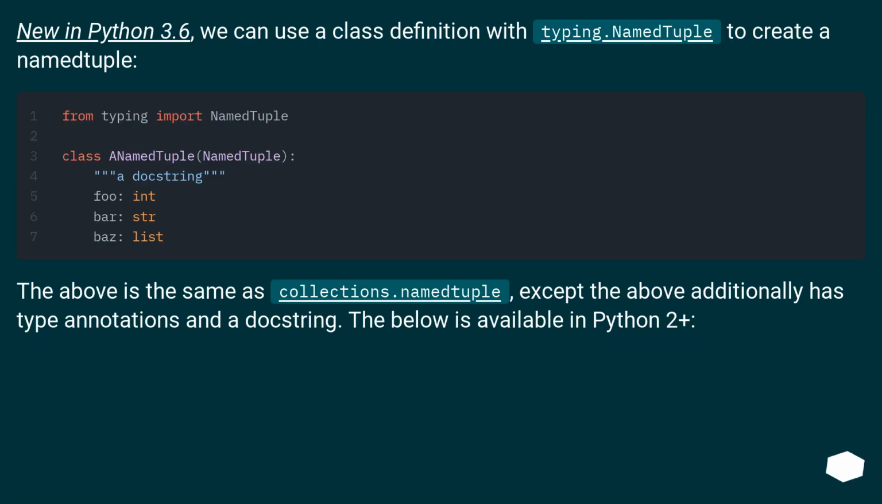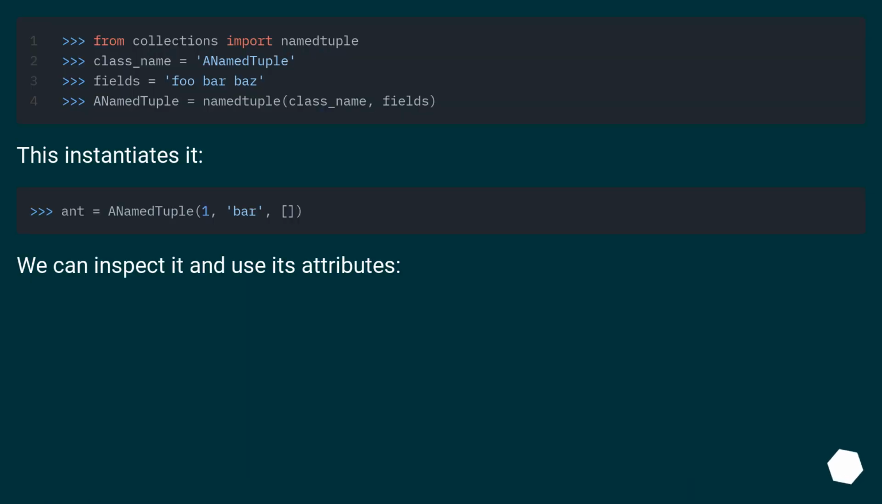New in Python 3.6, we can use a class definition with typing.NamedTuple to create a namedtuple. The above is the same as collections.namedtuple, except the above additionally has type annotations and a docstring. The below is available in Python 2+. This instantiates it. We can inspect it and use its attributes.